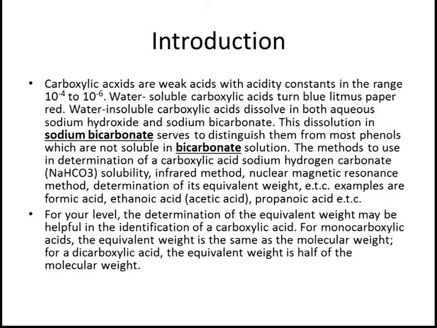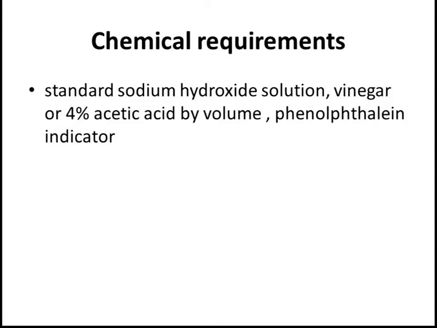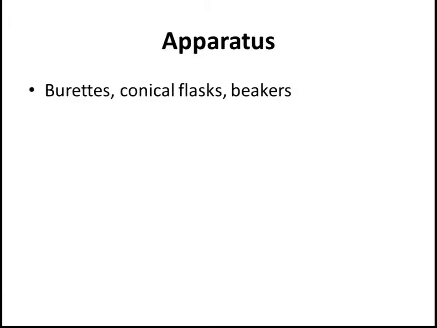For monocarboxylic acids, the equivalent weight is the same as the molecular weight. For a dicarboxylic acid, the equivalent weight is half of the molecular weight. What are the chemicals required for this experiment? You need standard sodium hydroxide solution, vinegar or 4% acetic acid by volume, and phenolphthalein indicator. The apparatus required for this experiment are your burette, your conical flask, and your beaker.